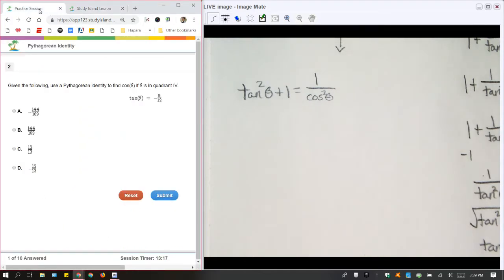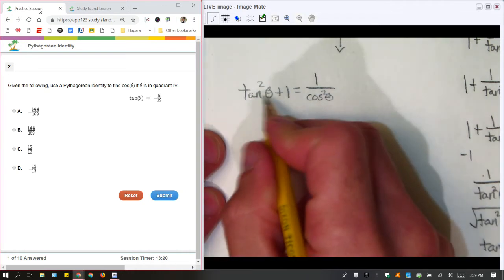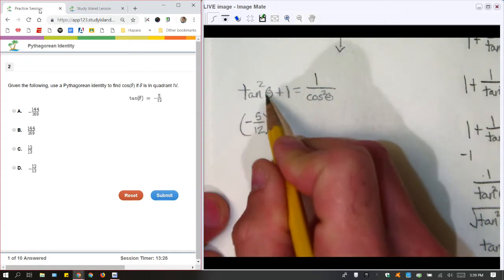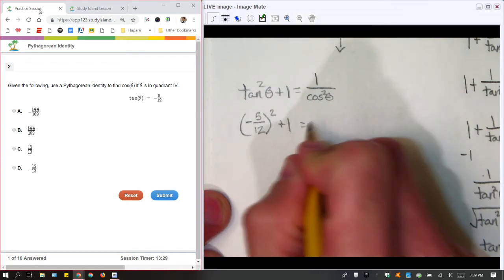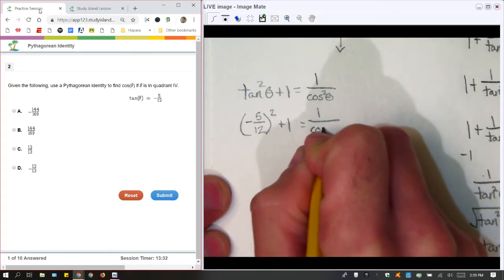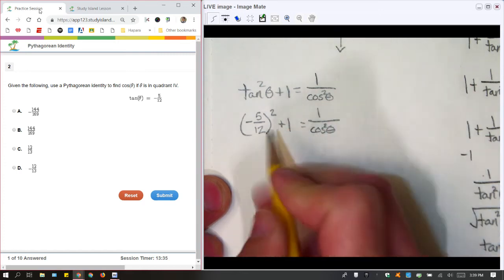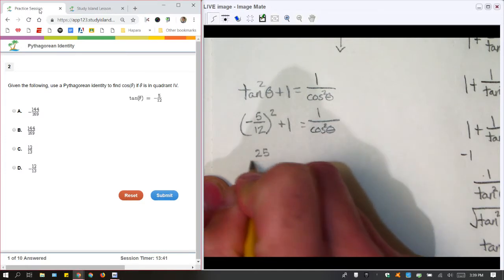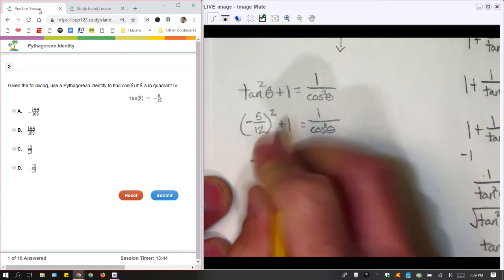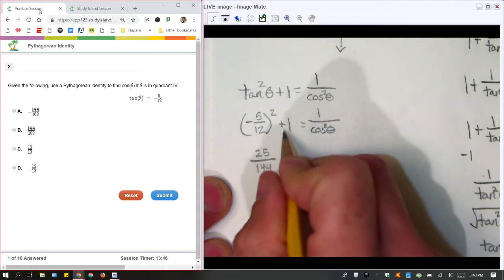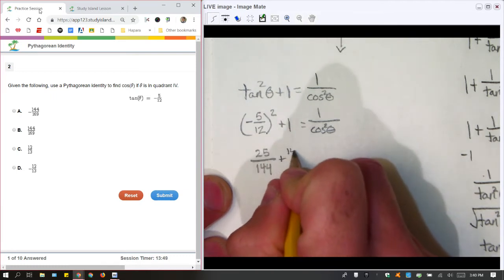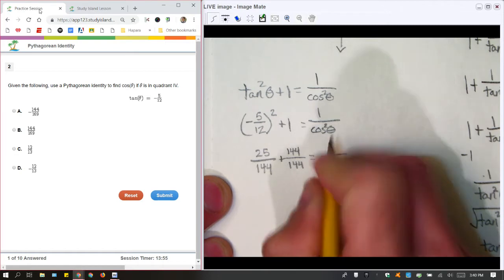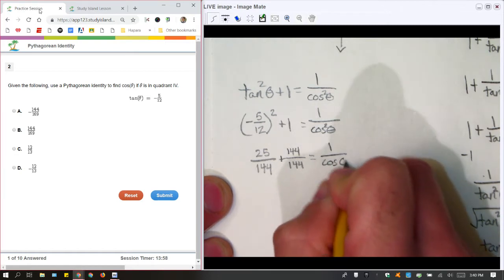So here we go. The tangent of theta is negative 5/12. So the tangent of theta squared would be negative 5/12 squared. So I have the tangent of theta squared plus 1 is equal to 1 over the cosine of theta squared. Negative 5/12 times itself would be 5 times 5, which is 25, and 12 times 12, which is 144. And a negative times a negative is positive, so I'm going to stick with that for now. Plus 1, I'm going to write as plus 144 over 144 equals 1 over the cosine of theta squared.